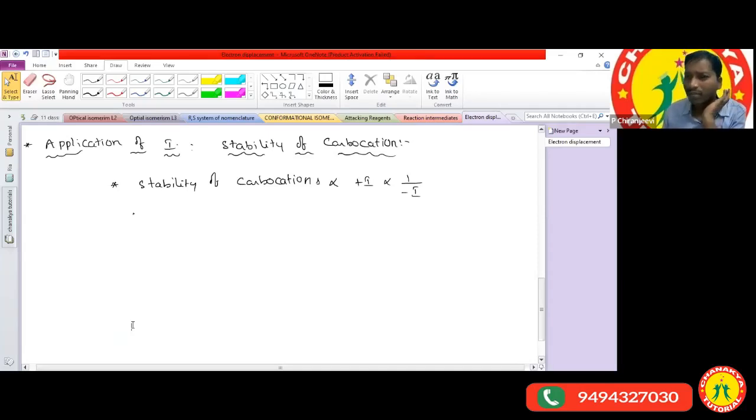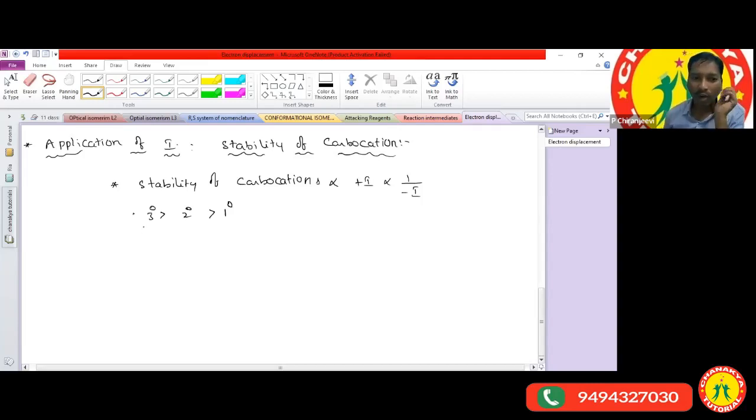While discussing that, we wrote one statement about the stability of the carbocation. A tertiary carbocation is more stable than a secondary carbocation, and a secondary carbocation is more stable than a primary carbocation, we wrote. Actually, the inductive effect explains the stability of aliphatic compounds.